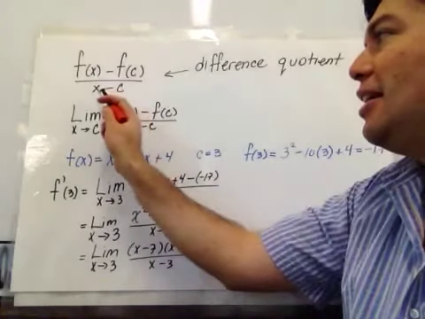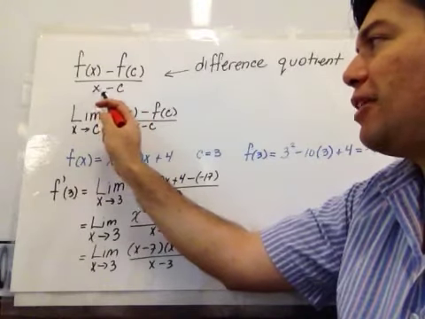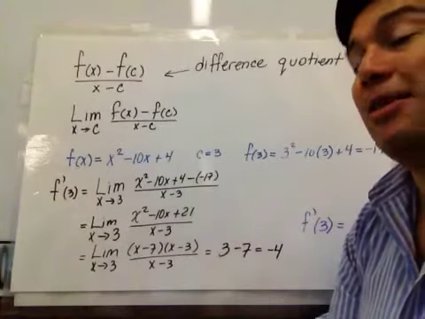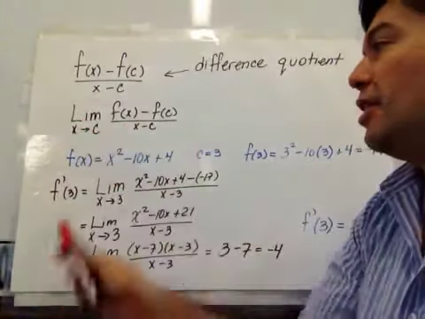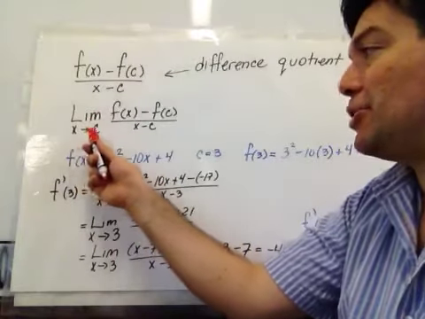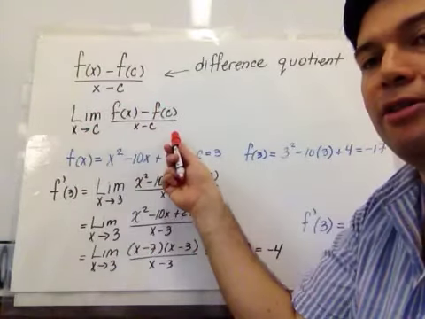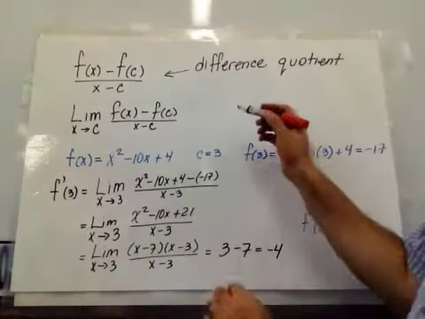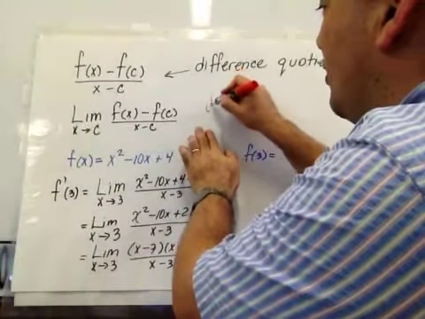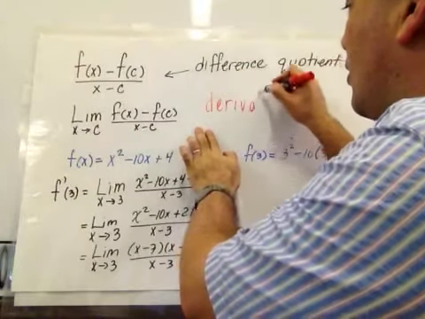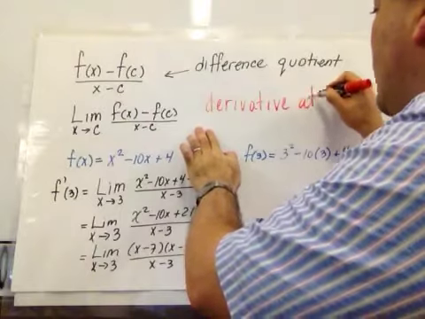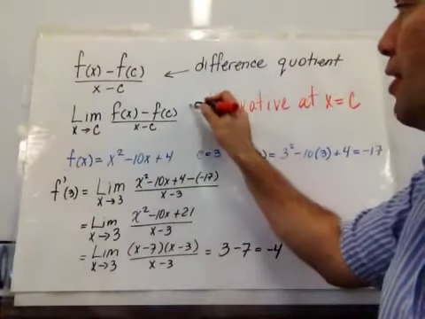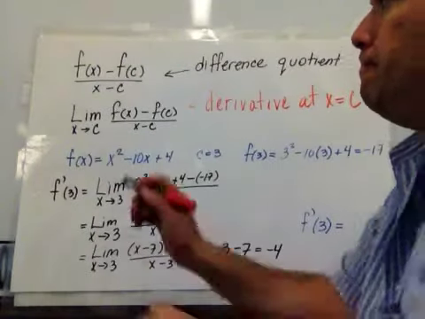Well, if we get to c, we would have here c minus c, and that's 0. We can't do that algebraically, except now we do have limits. If we get the limit as x approaches c of the difference quotient, then we would have the exact value of the derivative. In fact, this is the derivative at x equals c. This is it. And we have a symbol for that.